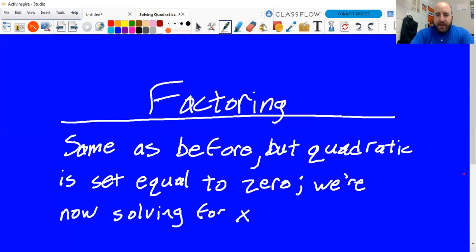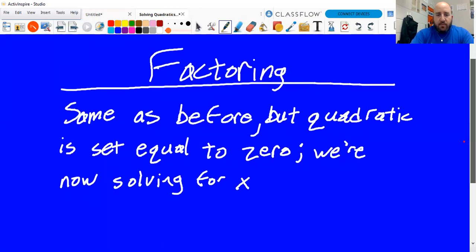So again, we're going to jump into factoring first, same as before, but our quadratic is set equal to 0. We're now solving for x. And y'all can get this down if you didn't get it. Pause it if you need to. I'm moving on to the next slide.